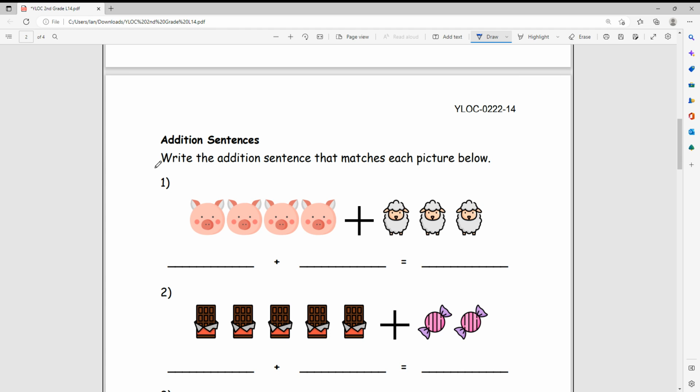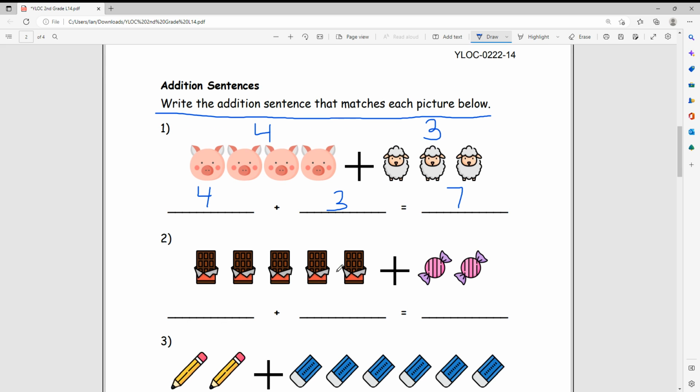Next is addition sentences. Write the addition sentence that matches each picture below. If you look here, we want to see how many pigs are here. There's 1, 2, 3, 4 pigs, right? And then it says addition sign, and then there's 3 sheep. So we're going to add 3. We want to put this number down here. So it's 4 plus the 3 sheep. And if we add it together, this answer will be 7.